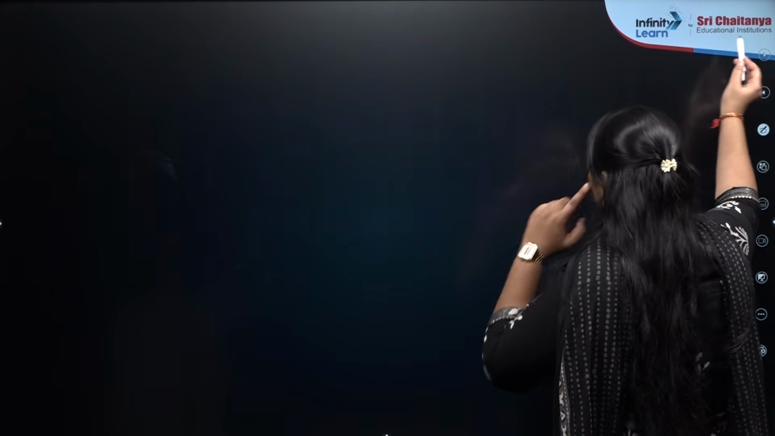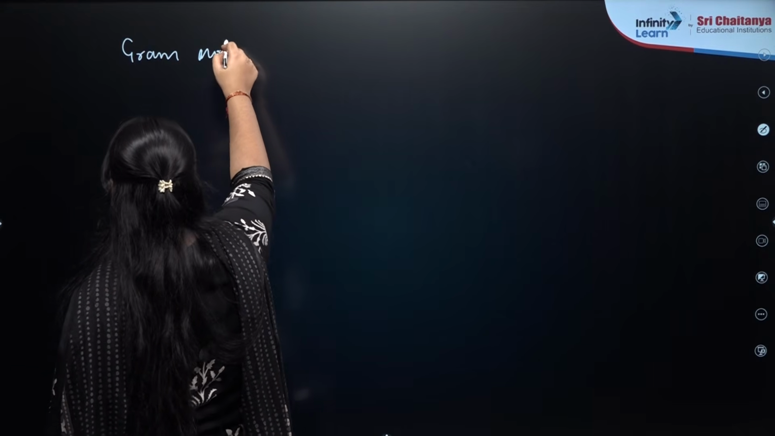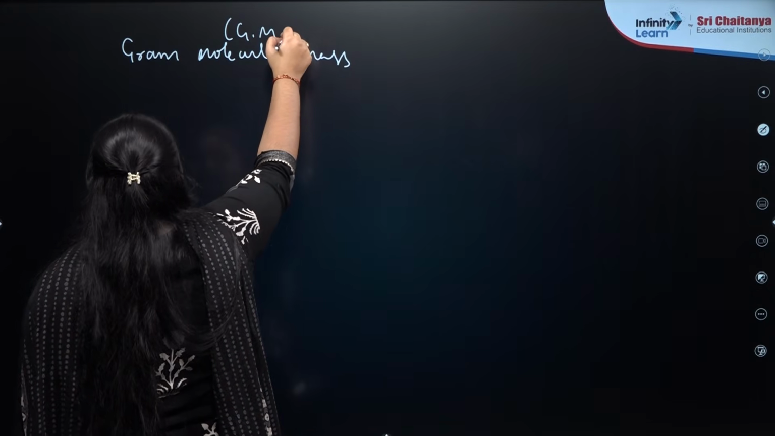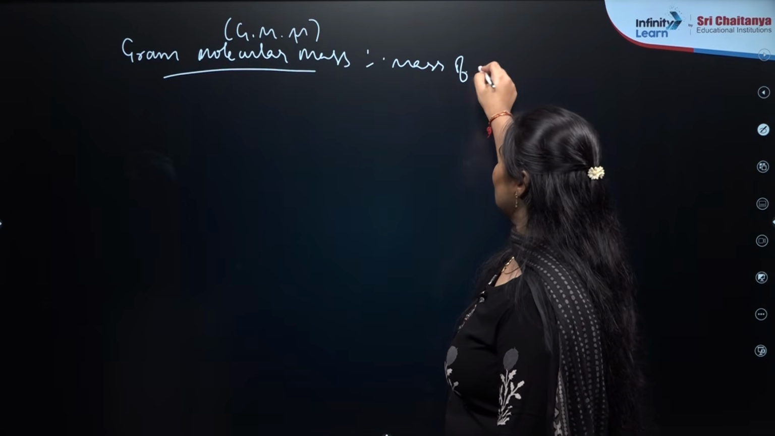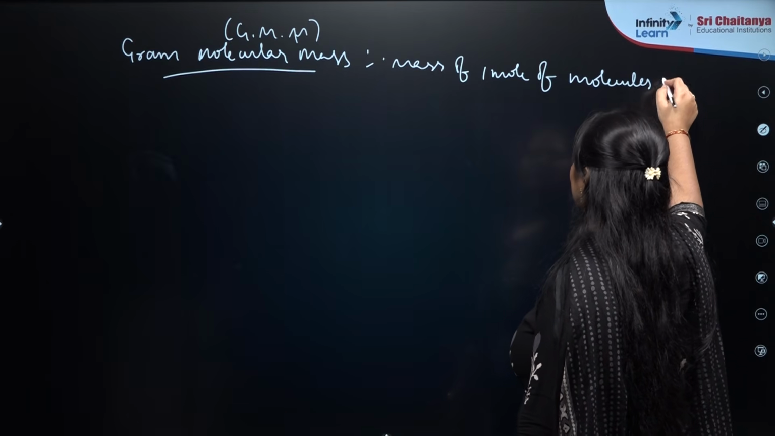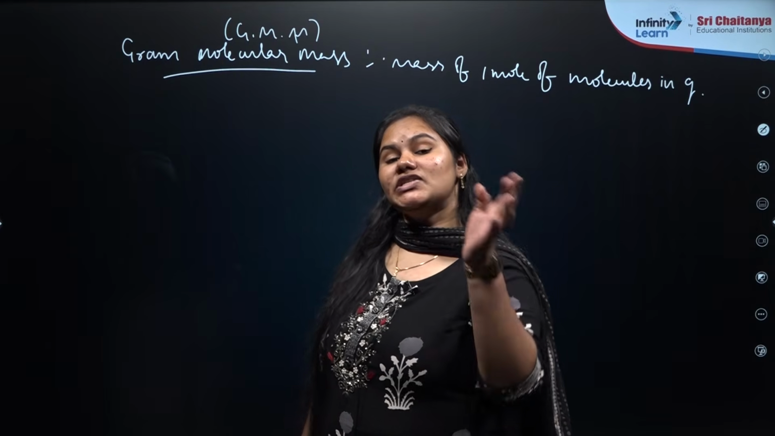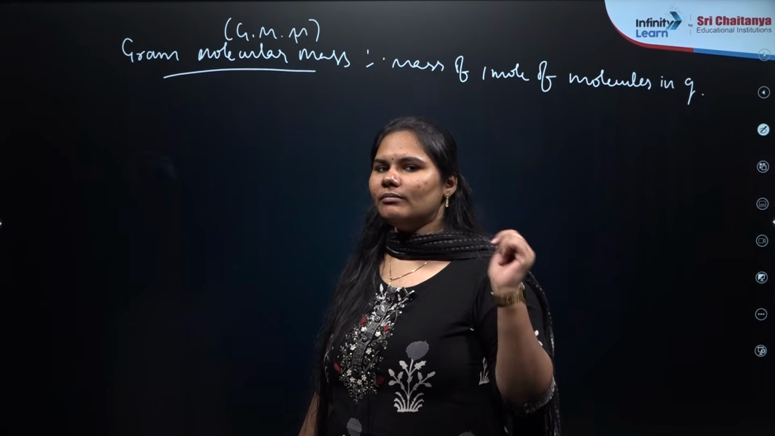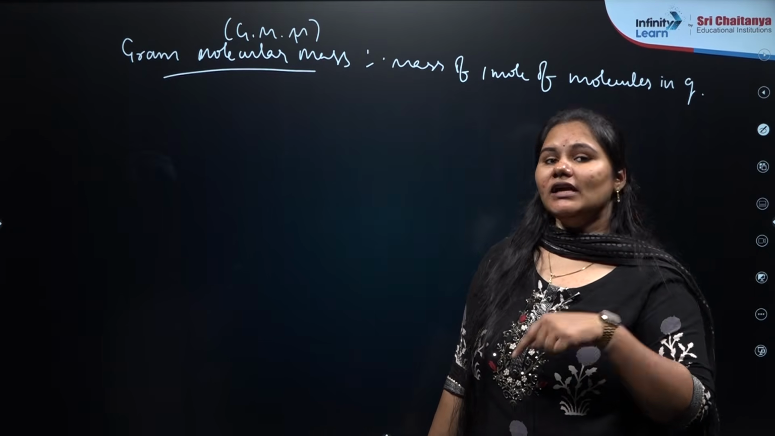Now let us see gram molecular mass also. If molecular mass is mass of one molecule, what is gram molecular mass? It is mass of 1 mole of molecules in grams, right? So how do we calculate? Already we know GAM now. In the previous discussion, while calculating molecular mass, we took atomic masses. Now here, while calculating gram molecular mass, we have to take gram atomic masses.